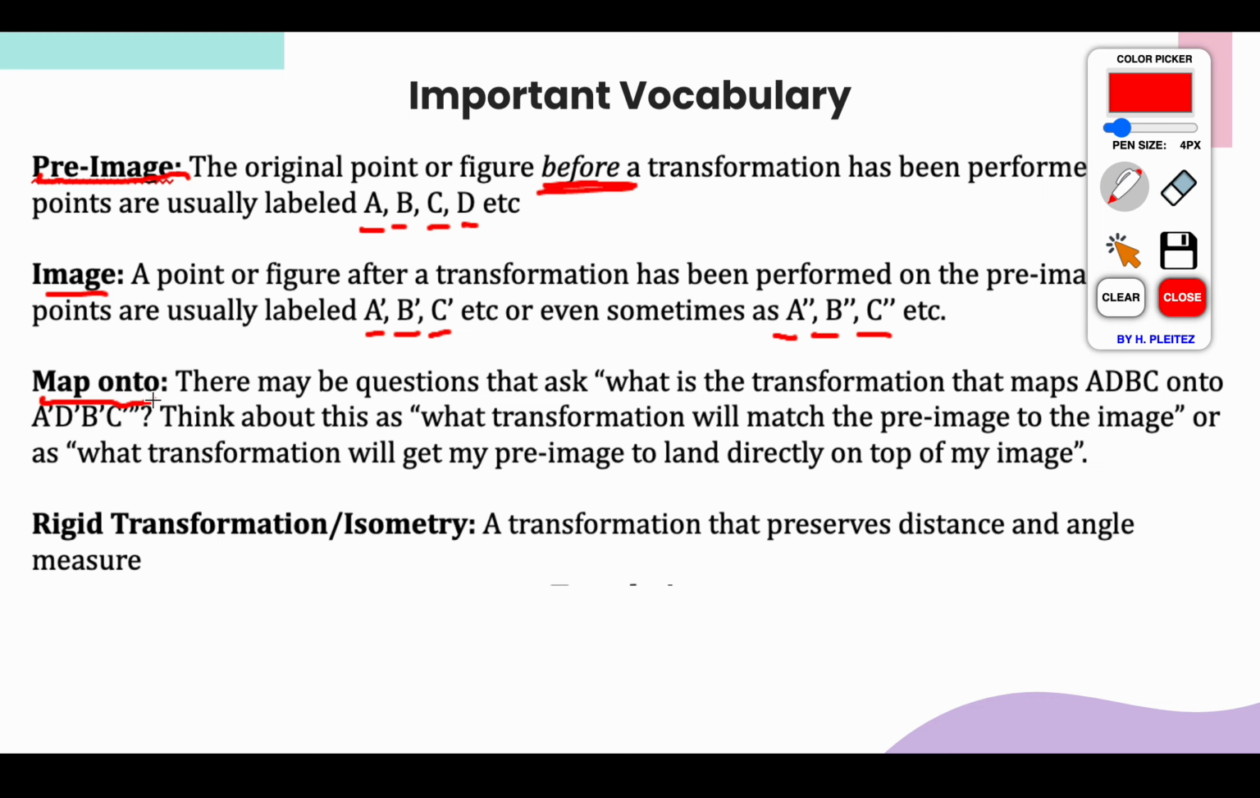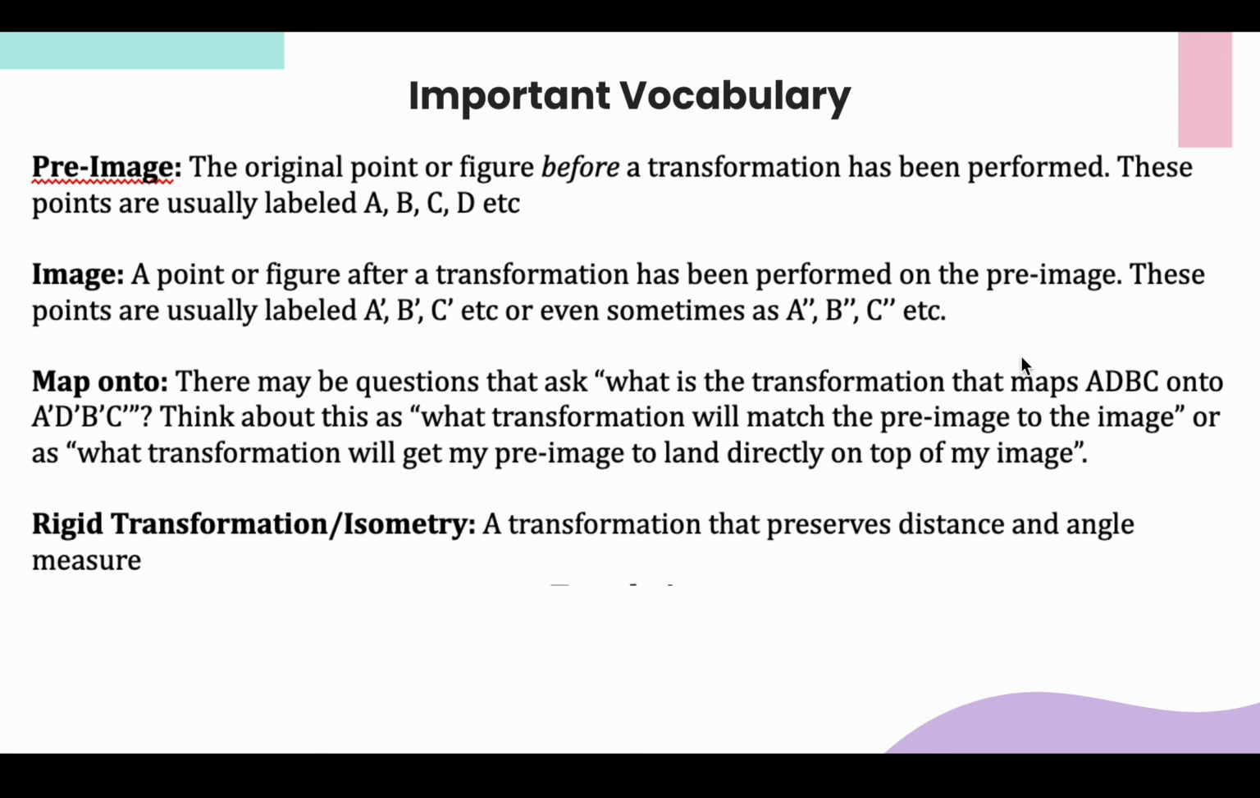And last but not least, we have the words rigid transformation or isometry. So what that is, it's a transformation that preserves distance and angle measure. So we're going to be dealing with a bunch of different transformations, and only a few of them are going to be rigid transformations. Another way we might see this, you guys might want to add this, is a rigid motion.